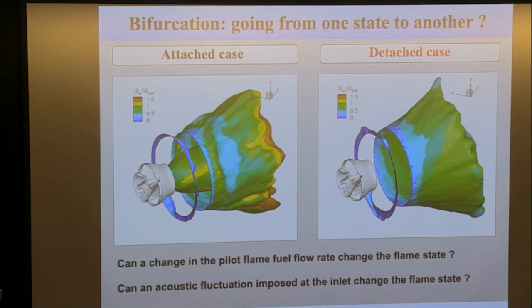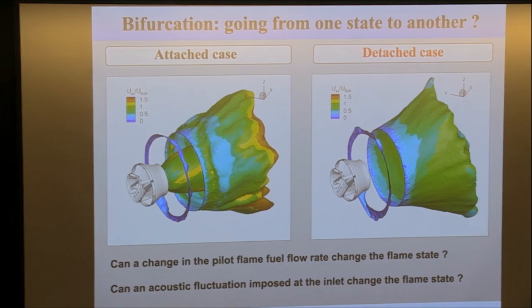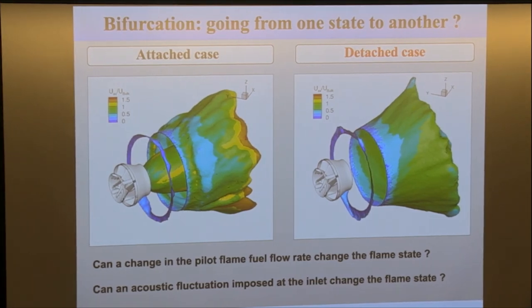So we're going to try to do something now. We're going to try to see how we can go from one to the other. Okay. So I'm going to do that in two ways. I've mentioned that before, that in this swirler here on the axis, they inject fuel, pure fuel, because it helps for stabilization. So our first idea was to say, well, can we go from one to the other by changing the amount of fuel that we inject here?